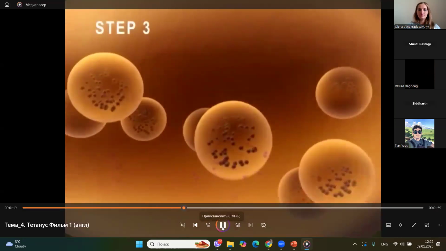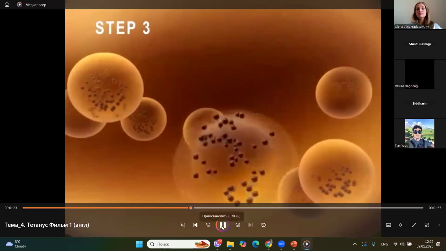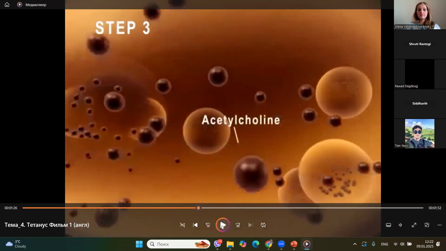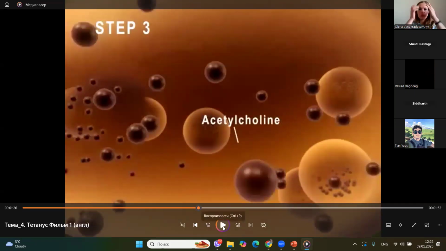Step 3. Calcium entry causes synaptic vesicles to release acetylcholine via exocytosis. Here is only one example, because when we are talking about neuromuscular transmission, we are talking only about one type of neurotransmitter. It always will be acetylcholine, always. If we are talking about transmission in the nervous system, we have so many different options. As I told you before, it could be acetylcholine, dopamine, epinephrine, norepinephrine, serotonin, glutamate, aminobutyric acid, and so many different options. But here we are talking, for example, about transmission from nerve to the muscle.